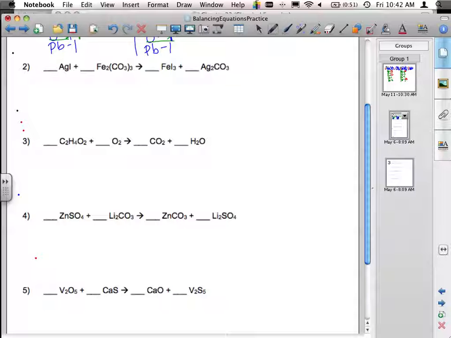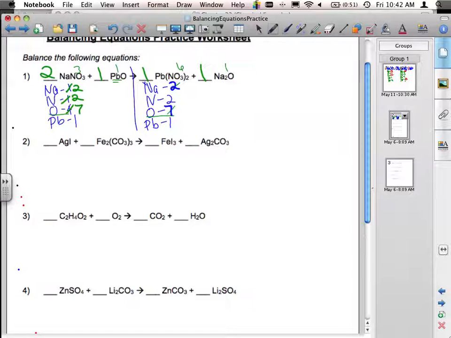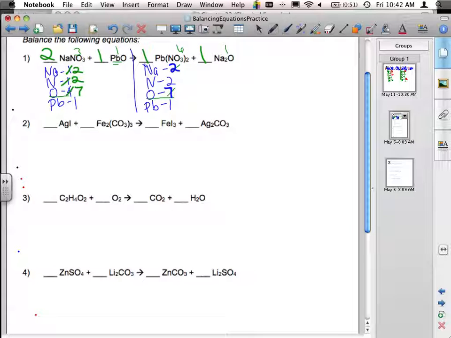So what would the very back be, 1, 2? Yep, since we didn't put anything, you don't have to put anything in there, or you can put a 1. Alright, number 2. Silver, iodine, iron, carbon, oxygen. Remember, every capital letter is a new element. Oops, I'm going to put it in the same order.